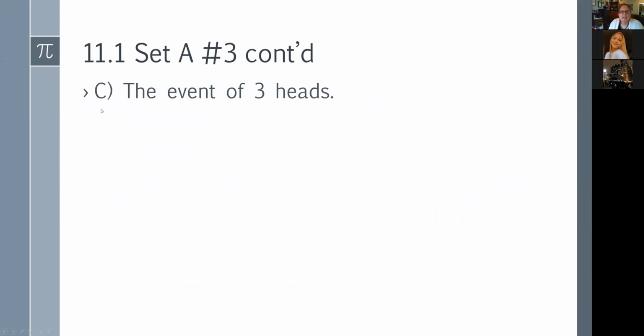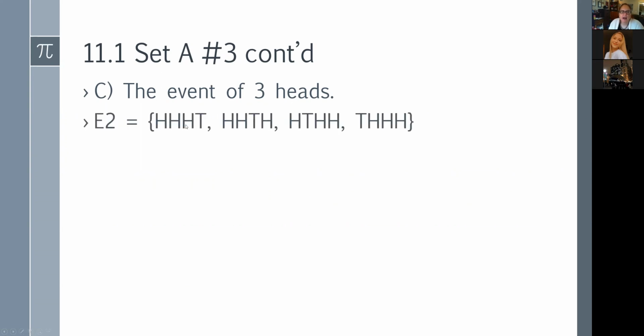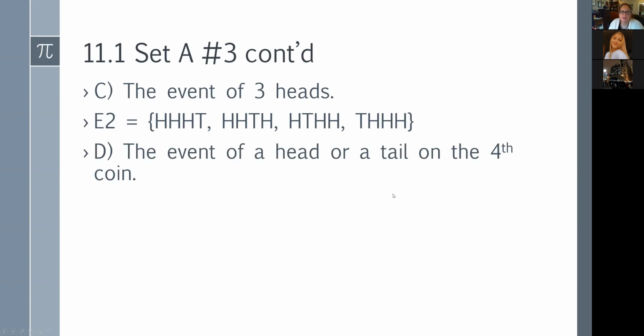Part C is the event of 3 heads. I don't know which ones have 3. So I could have the first 3 being heads and the last one being tails, or the tails could be on the third, or the tails could be on the second, or the tails could be on the first.